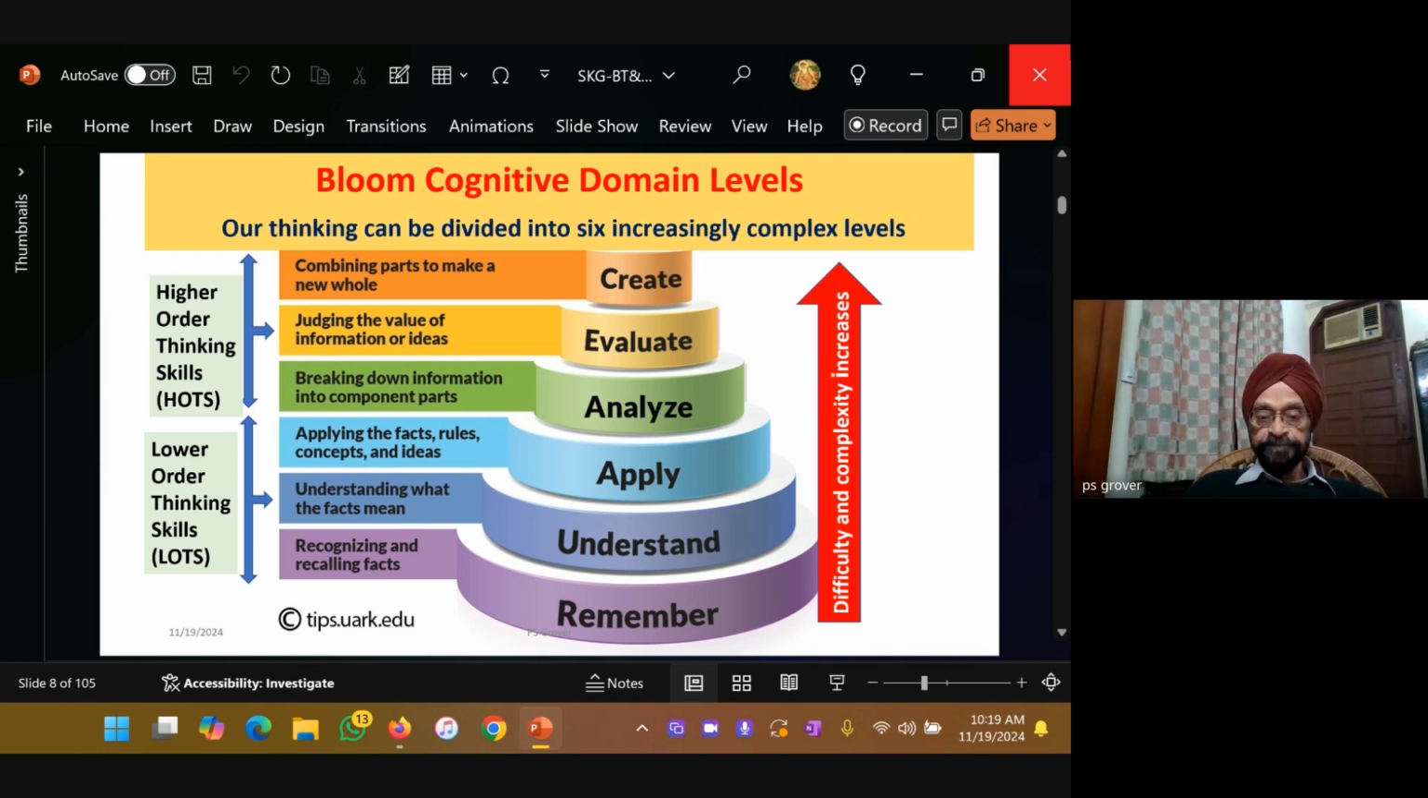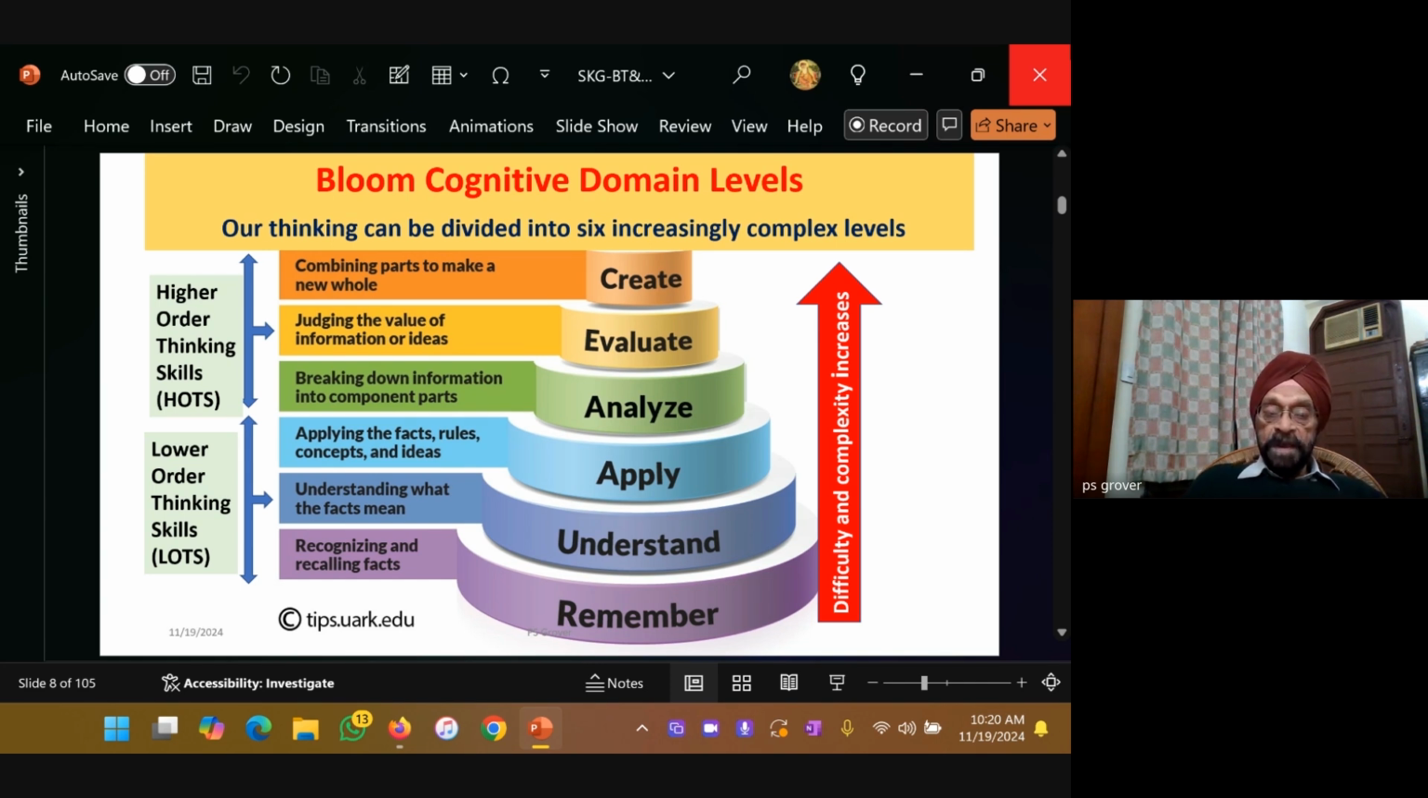Kindly bear with that. Now, when I say remember, it means recognizing and recalling facts. If you ask a young child to recite a poem, he immediately recalls and remembers it. But if you ask whether he understands it, he says no. Bloom says the first level of thinking in a human being is remembering and recalling. Then being able to understand what he is saying, second level. Third level: he has learned something, maybe rules, maybe facts, and he is able to apply that.